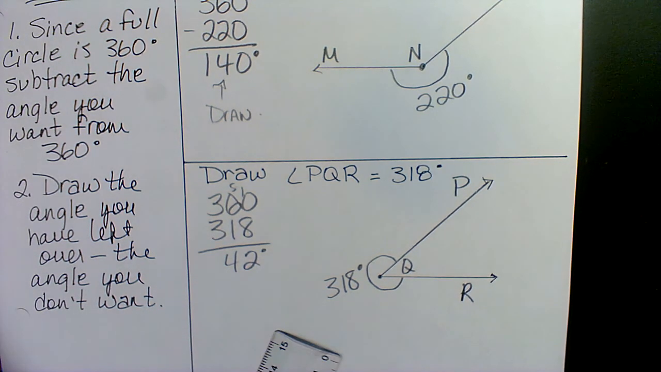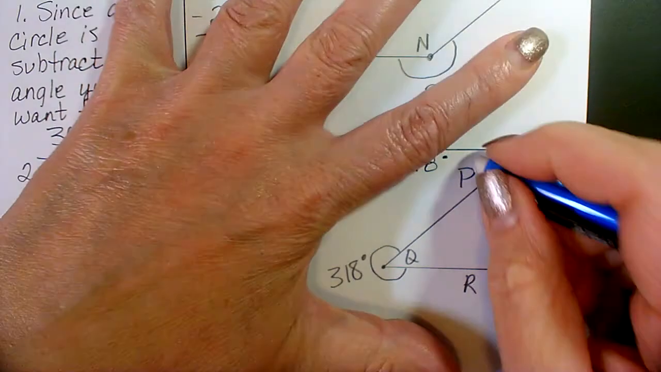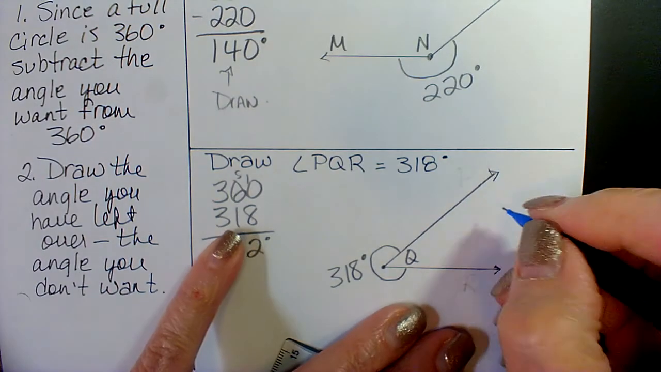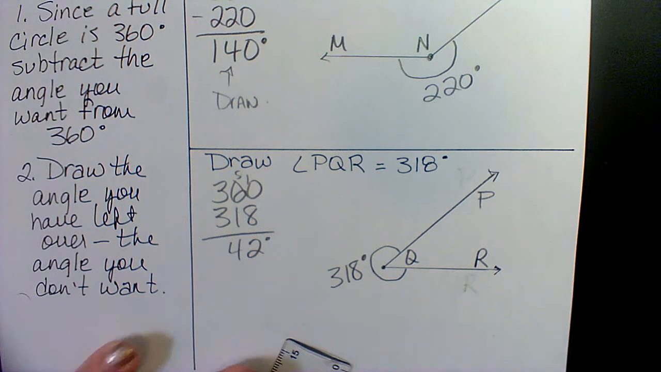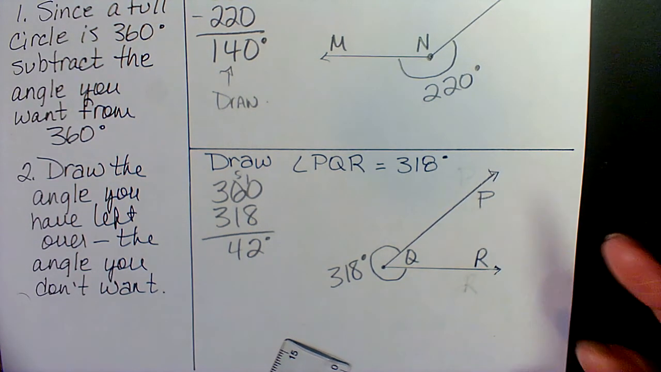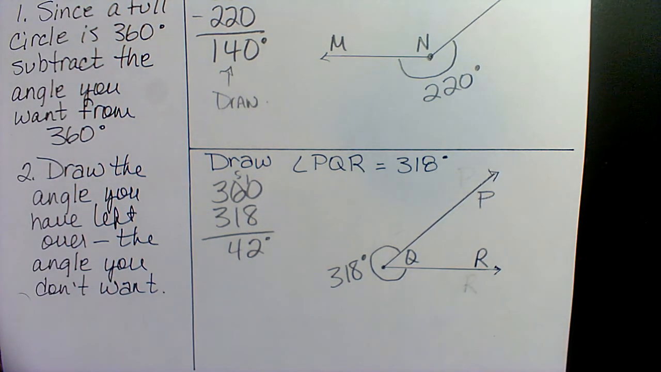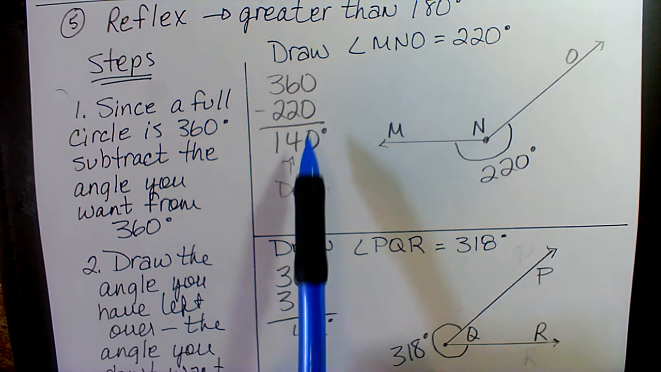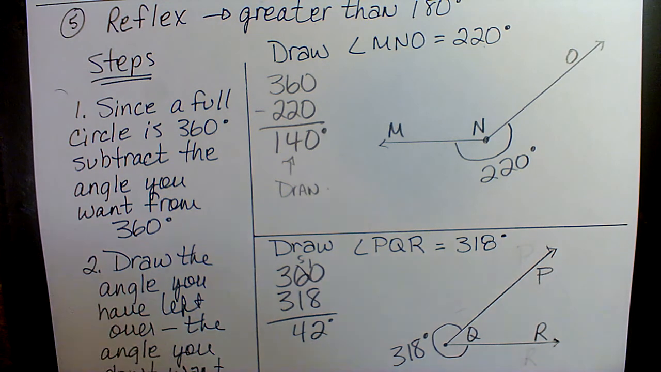All right? And I could even put them on the inside too. That looks kind of funny with them both on one side and another on the other. PQR. There we go. P to Q to R. 318 degrees. There's my reflex. So again, toughest ones out there, not too bad. Just subtract them from 360. Draw what you don't want, what the angle you don't want, and label the opposite side of it.